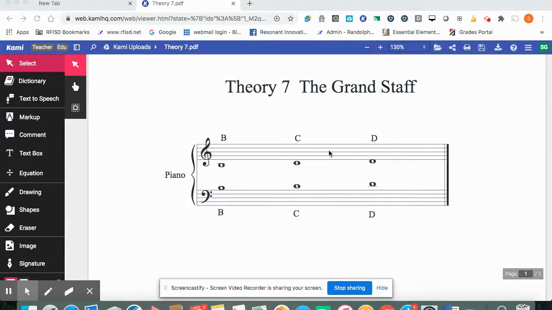In this video, we're going to talk about the grand staff. Now, when you look at the picture, you can see that I have it labeled as piano, because piano music is the perfect representation of the grand staff. Most piano scores are the grand staff.